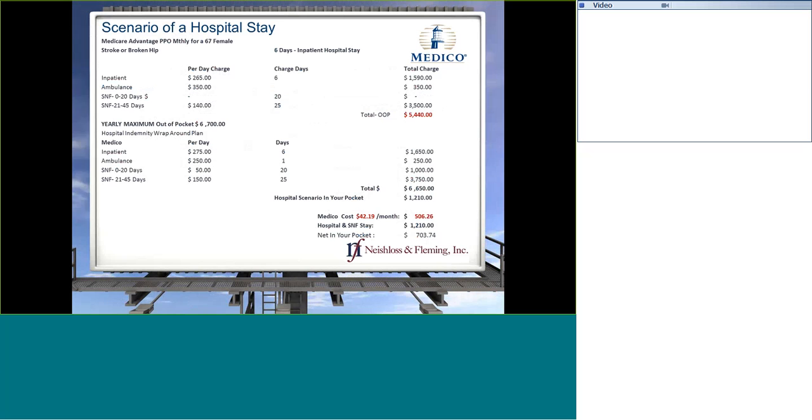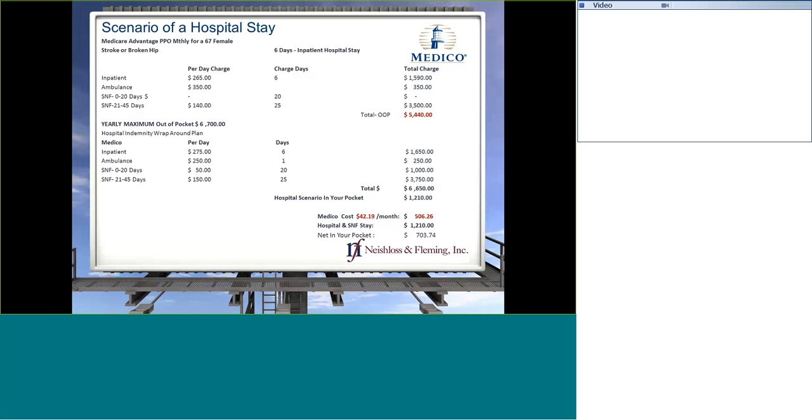So in terms of the exposure for the consumer, just so that we've got our minds around what it is that they would be responsible for paying, they would spend 6 days in the hospital. So cost for that consumer, $265 per day over 6 days, gives you a total charge on inpatient of $1,590, just short of $1,600. There'd be a $350 charge for the ambulance, which would be transport from the inpatient facility to the skilled nursing center.